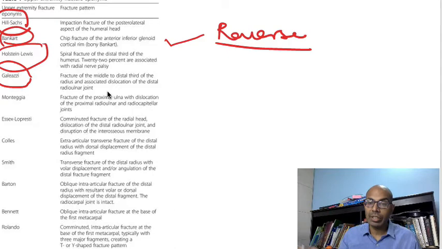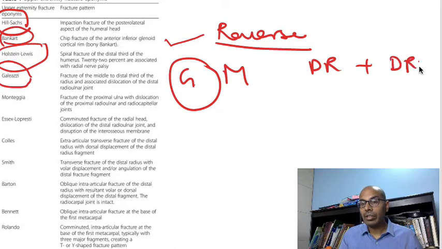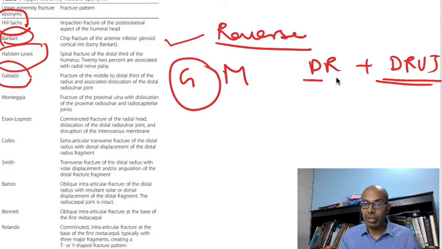What is a Galeazzi fracture? Galeazzi fracture, remember, is a distal one. The fracture is a distal radius fracture with DRUJ dislocation or distal radio-ulnar joint dislocation. Distal radial fracture with a distal radio-ulnar joint dislocation.